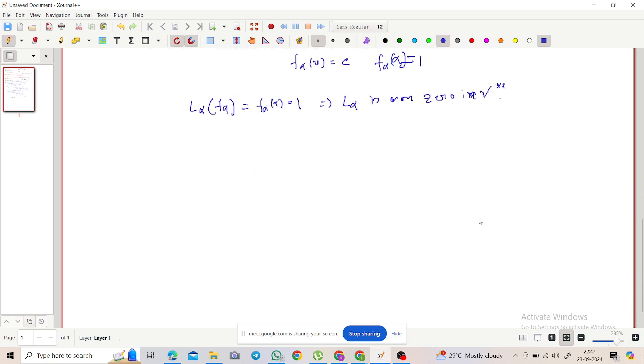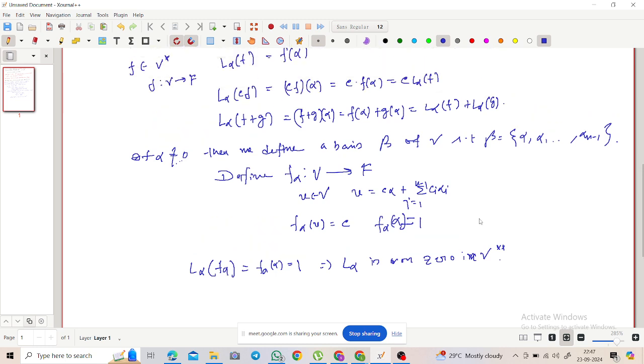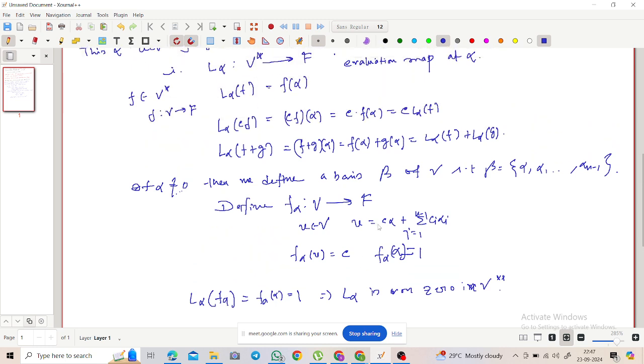Okay, I am defining it this way. See, my goal is to send alpha to 1 and every element which is linearly independent to alpha to 0, right? That's my goal. So I am defining f alpha that way.